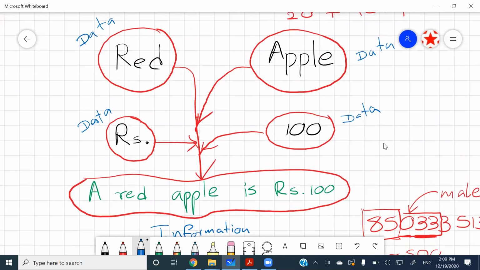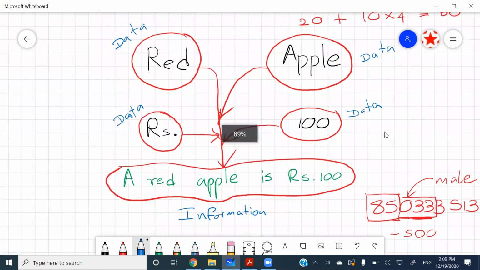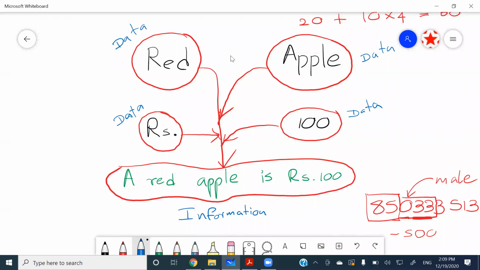So we drew this concept with these: red, rupees, Apple, 100. When they are taken alone, those are data. Red is a text, again a color, and that's all we can say. Apple alone could be a fruit, a brand, or a magazine name. Rupees is a currency symbol, and 100 is a number. We can't explain 100 further than that when taking it alone.